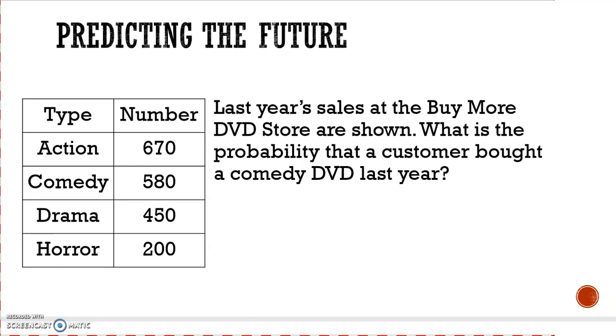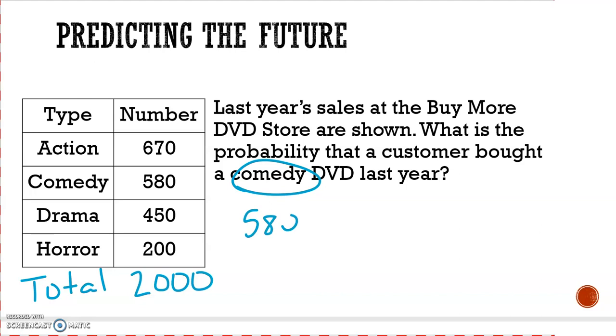Okay, so it says last year's sales at the Buy More DVD store are shown. What is the probability that a customer bought a comedy DVD last year? First of all, we need to add up all of these because we don't have a total in our words. So if we add all of these up to know how many were sold, we would have 2,000. In this case, we just care about the comedy. So we have 580 over 2,000.